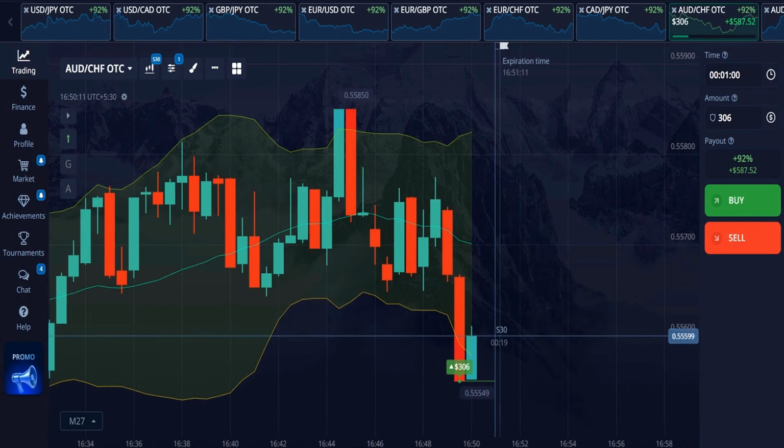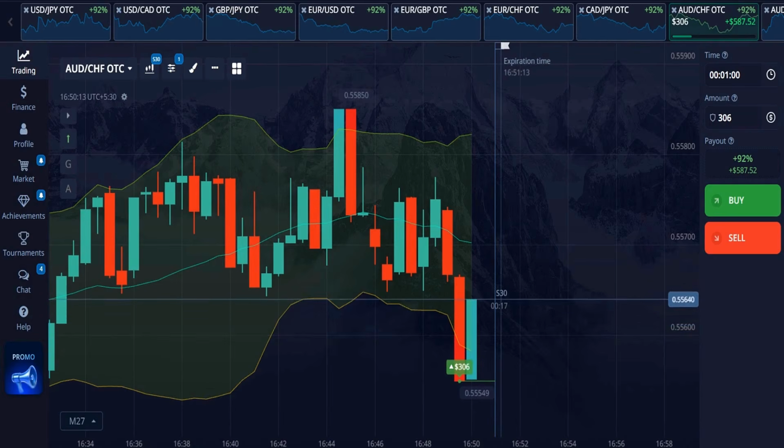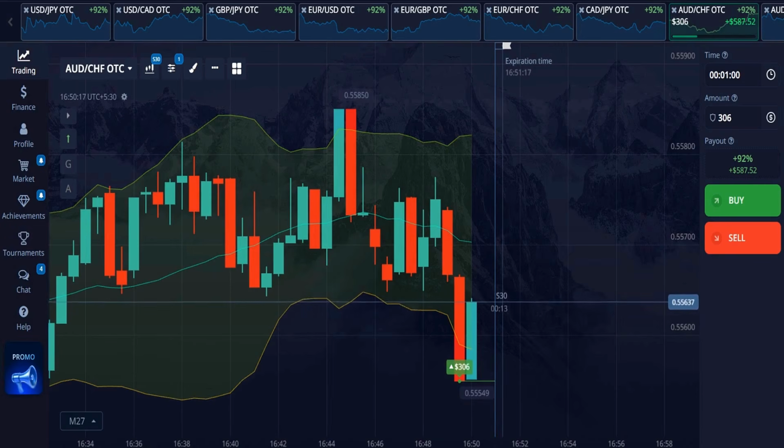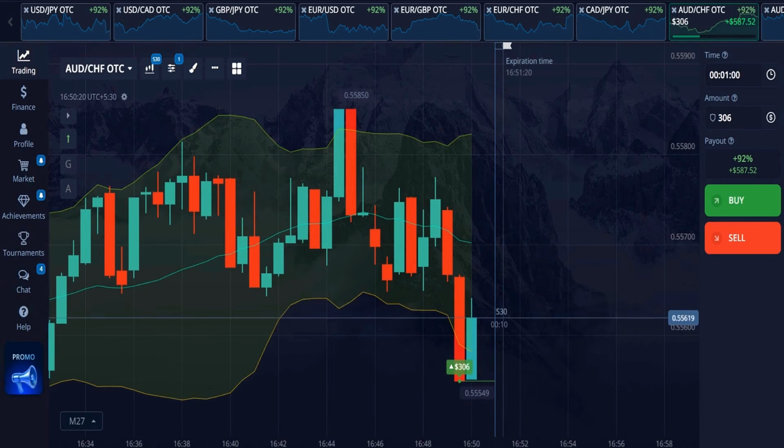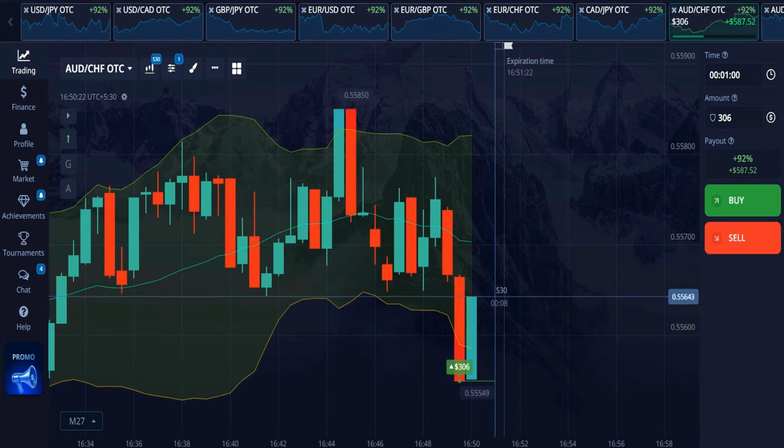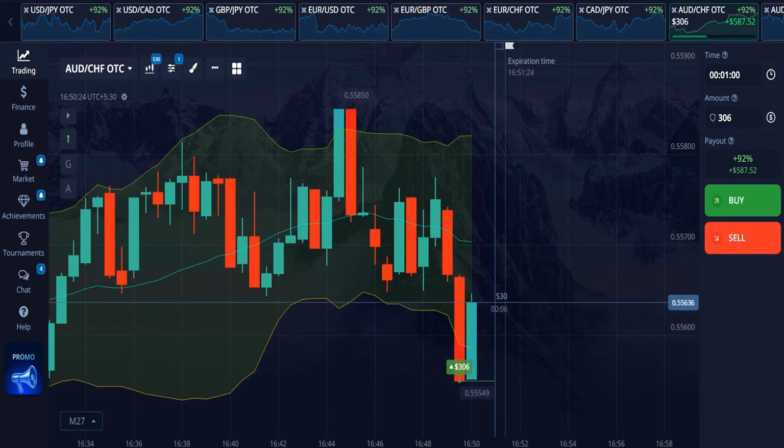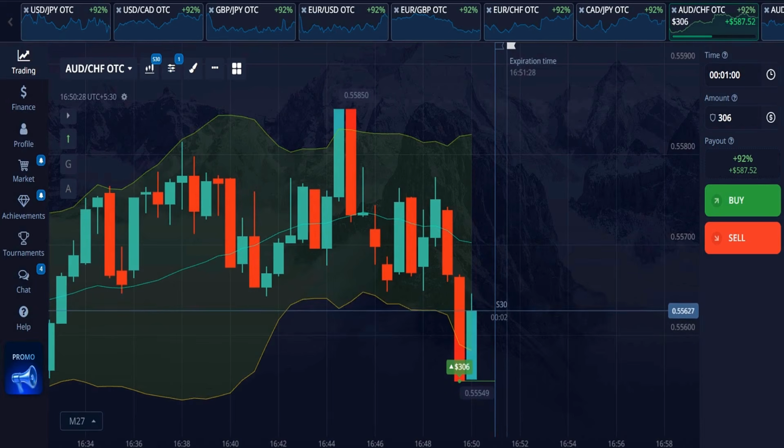Expiry time. 1 minute. Fast, clean, and perfect for quick reversals. Money management. Risk only 1 to 2% per trade. Stop trading after 2 consecutive losses and focus on 5 to 7 quality setups per session. That's how you protect your balance and your mindset.